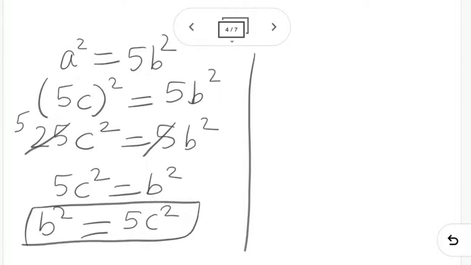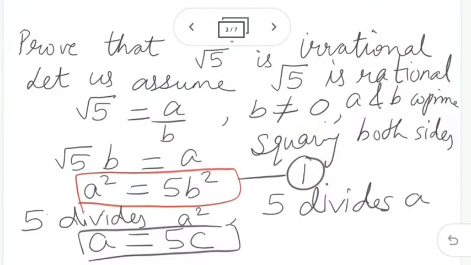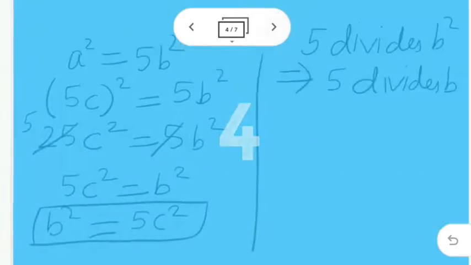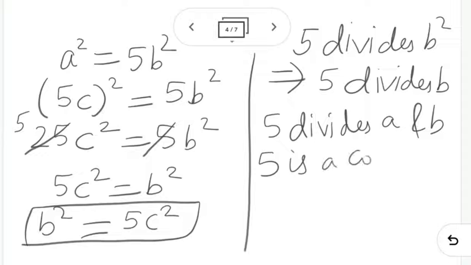Now what do we understand from this statement? Here we see that B square is equals to 5 into C square. So this shows 5 divides B square. If 5 divides B square, then this implies that 5 divides B also. If 5 divides B, and in previous case we have seen that 5 divides A also, so it means 5 divides both A and B. It means 5 is a common divisor, common factor of both.